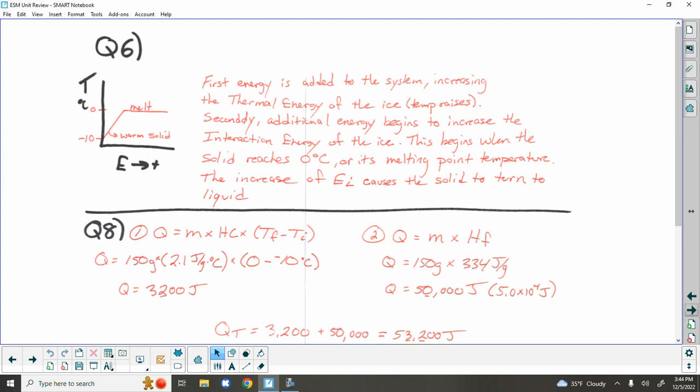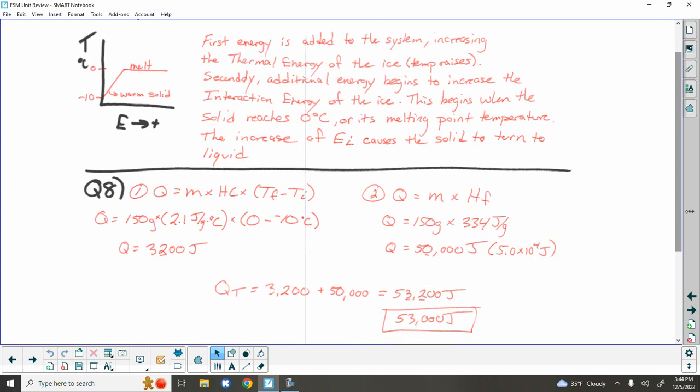Question 8 was then asking, how much energy does that change take? Well, in step 1, we had the warming of the solid. So Q equals mass times heat capacity times the change in temperature. So we have 150 grams. The heat capacity of the solid is 2.1 joules for every gram degrees Celsius, and the final temperature of the solid is 0, because once we get to 0, it's going to start becoming a liquid. And the initial temperature was -10. So 150 times 2.1 times 0 minus -10, which is +10. To 2 sig figs, that gives us 3,200 joules.